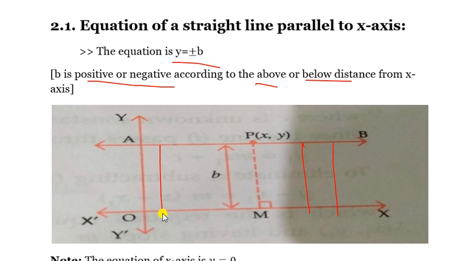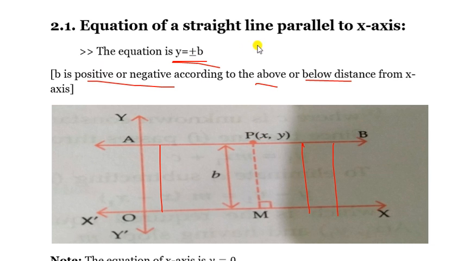This is b. That's why y equals b is the equation of a straight line. Now, plus minus. Why plus minus? When this line is present above the x-axis, that means plus. When below the x-axis, that means you have to use the minus sign.